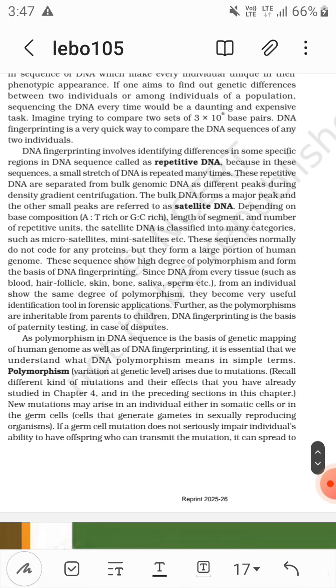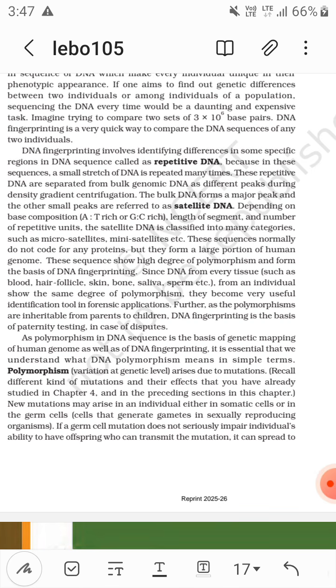Then, as polymorphism in DNA sequence is the basis of genetic mapping of the human genome as well as of DNA fingerprinting, it is essential that we understand what DNA polymorphism means in simple terms. Polymorphism, variation at the genetic level, arises due to mutations.